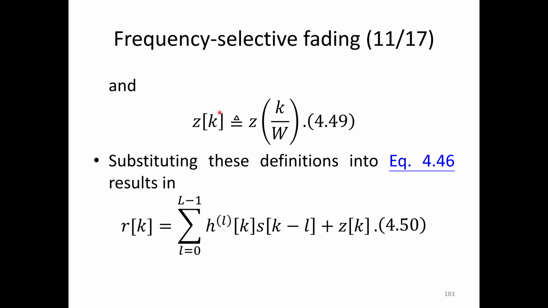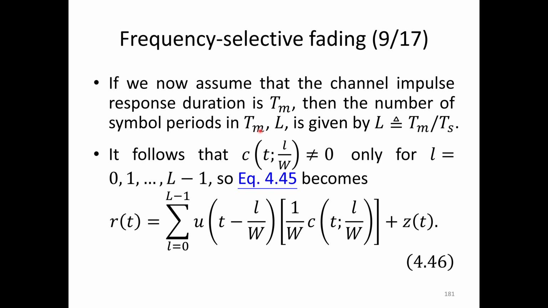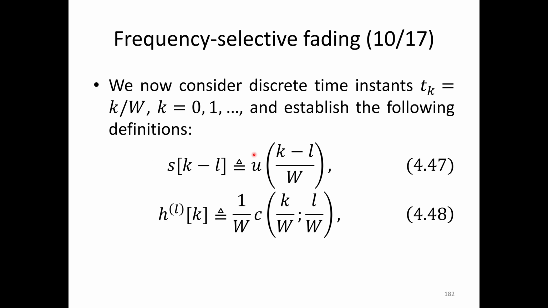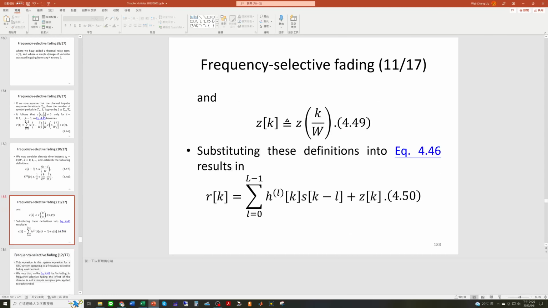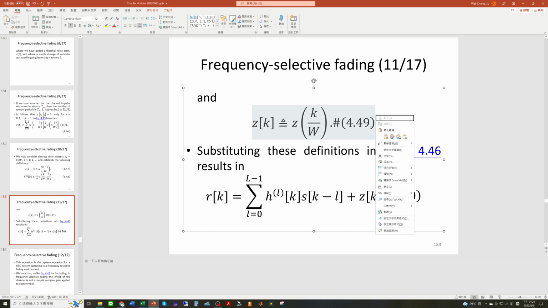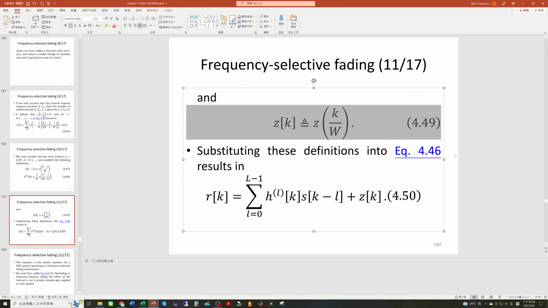And Z of K is defined as z of k over w. What is the function z? Let us review the meaning of function z. z of t is the thermal noise term. So this equation number is in the wrong place. Let me correct it. Good.